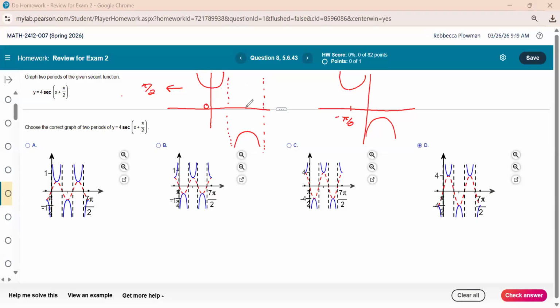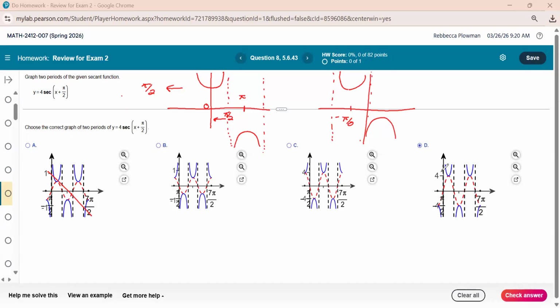Just as a little reminder, this is pi over 2. So if this shifts over pi over 2, that means that asymptote is sitting here at the x-axis now. So we should see something of this shape: a bowl opening up on this side of x and a bowl opening down. We don't see that here. We do see that here in B. Yeah, B is okay.